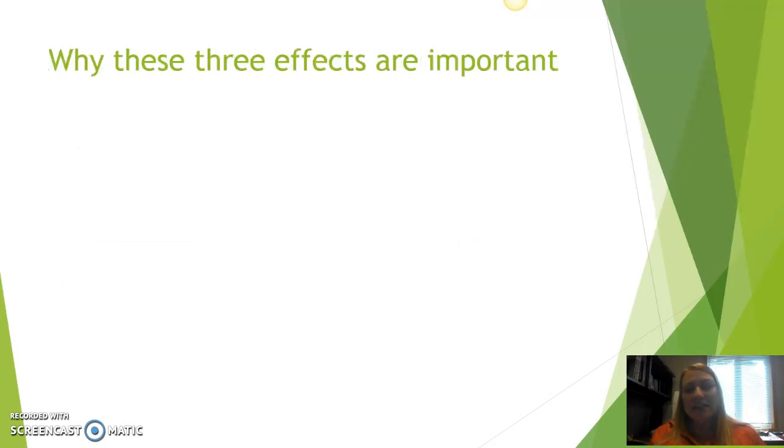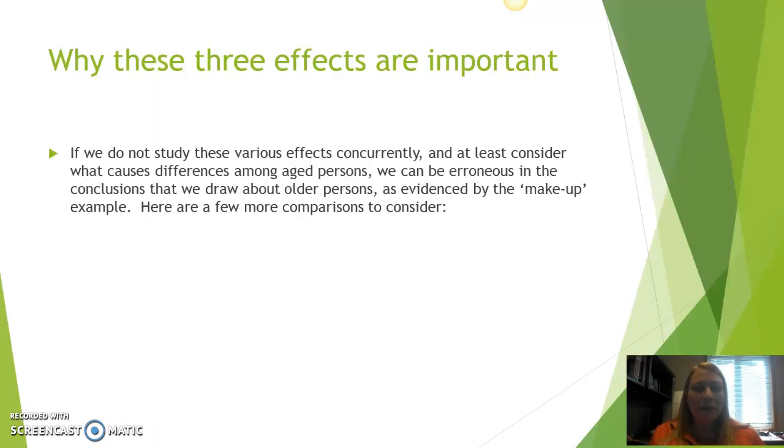So these three effects are important. Why are these three effects important? First of all, if we don't study all of these various effects concurrently, or at least consider that this might not just be about aging, or this might not just be about when this person was born, well, then we can end up being erroneous in the conclusions that we draw. So, the makeup example, we can come up with completely illogical reasons for why we think social trends are occurring if we don't keep all of these perspectives in check.